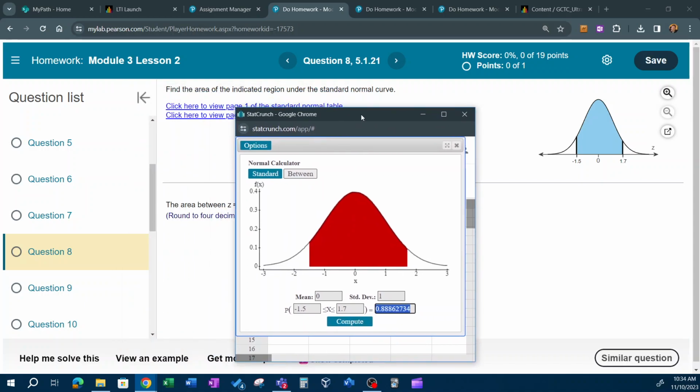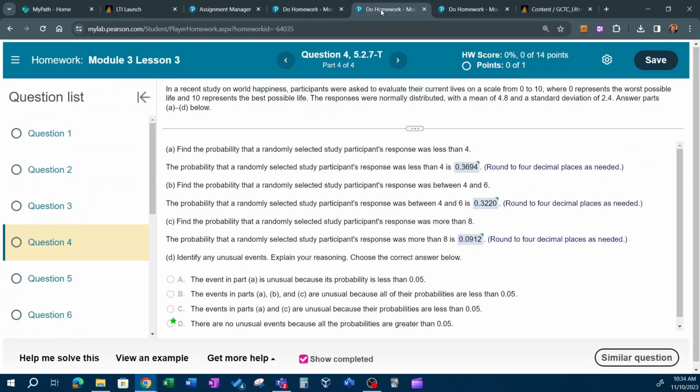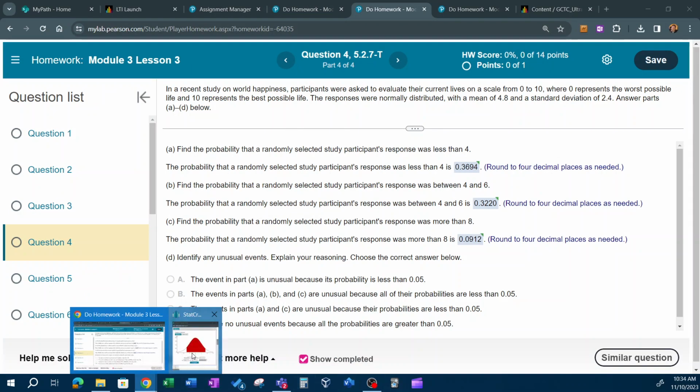Okay, so let's look at a question in module 3 here.